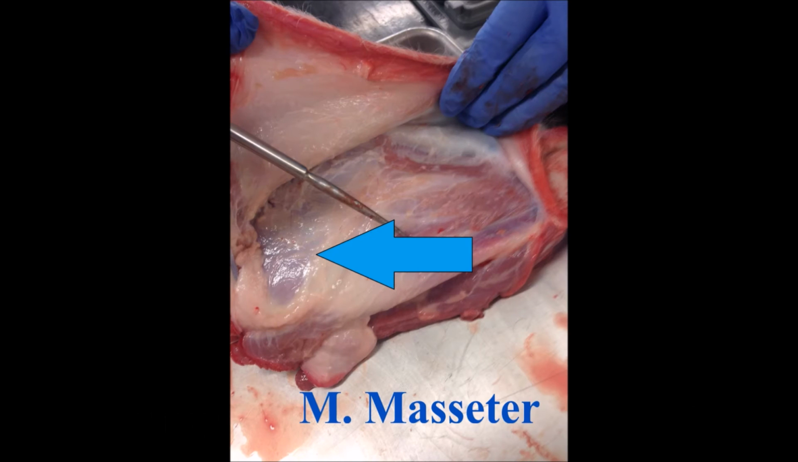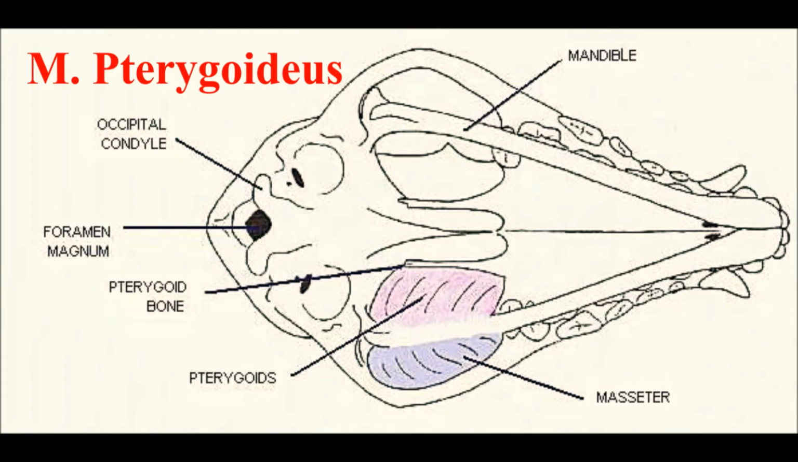The masseter originates at the zygomatic arc and inserts at the lateral mandible. Its function is to elevate the mandible and to draw it laterally. The pterygoides originates at the pterygoid bone and inserts at the medial mandible. It assists in closing the mandible and in side-to-side grinding movements.